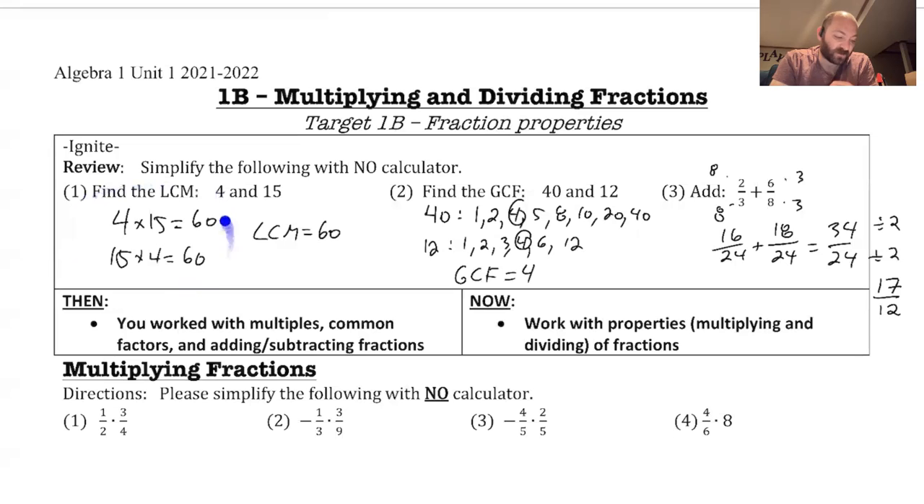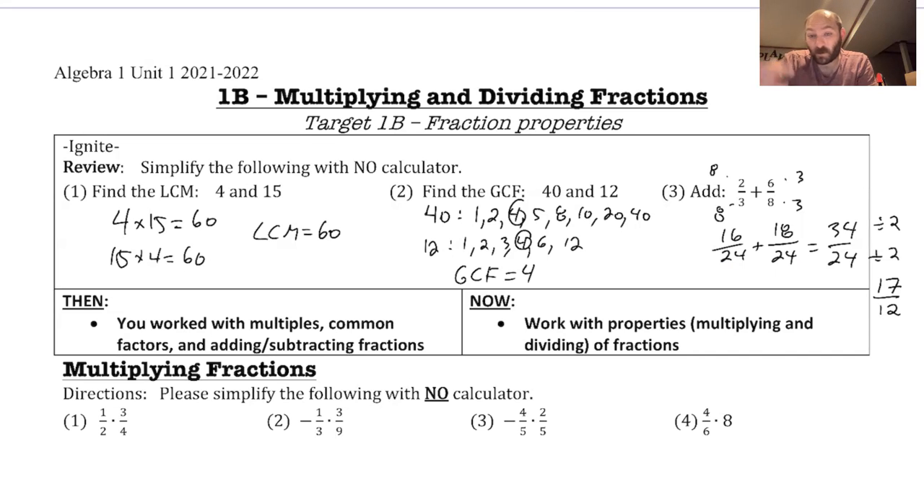4 and 15, that's the result of 4 times 15, 15 times 4. We get 60 for our least common multiple. Greatest common factor of 40 and 12, I've listed them all out, like 1 times 40, 2 times 20, 4 times 10, 5 times 8. When I put them in this order, I see that 4 and 4 are going to match up as our greatest common factor. Over here for adding these fractions, my least common denominator was going to be 24 for both cases. So once I transformed those, I was able to add them together.